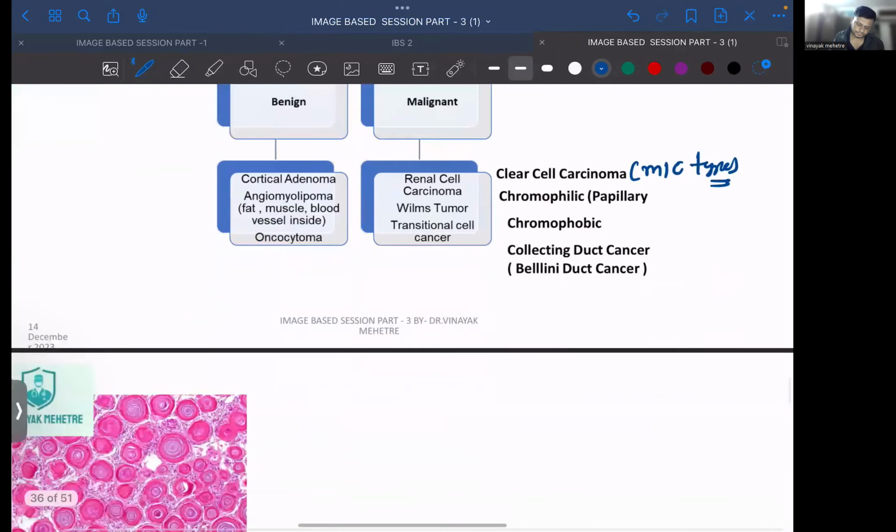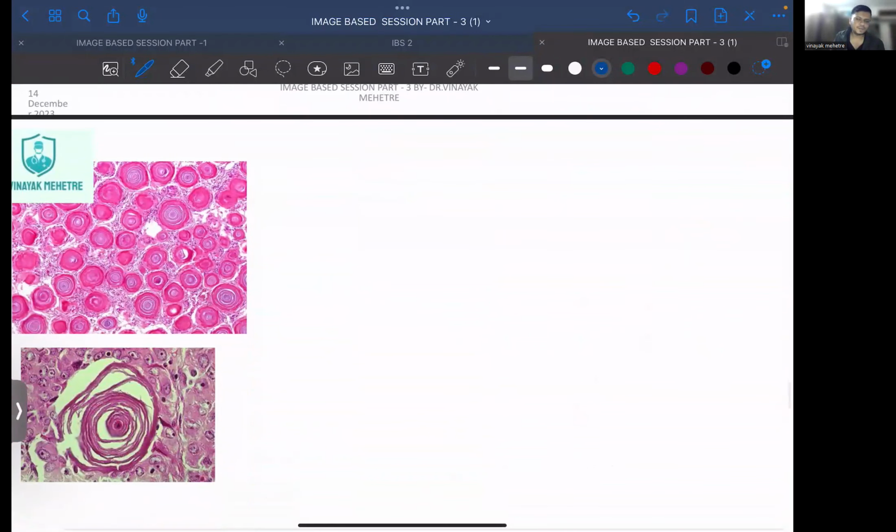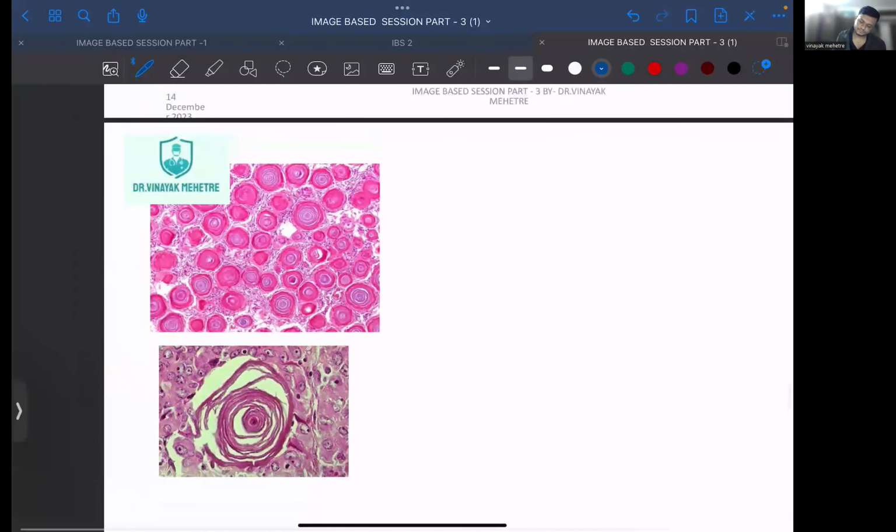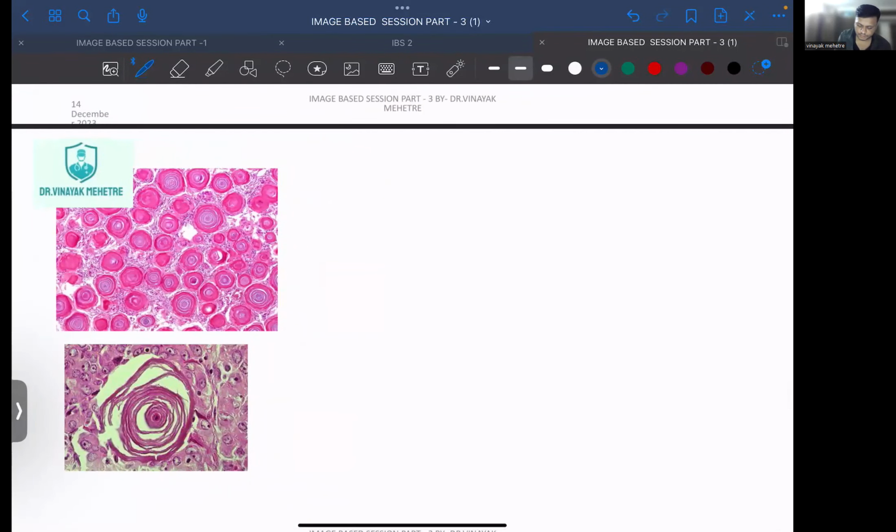Chalo. Examiner's favorite image. Anybody? What is this, what do we call it? No one? This is called Psammoma body. In what do we see the Psammoma body, anyone? There are so many diseases. At least you should know renal cell carcinoma.